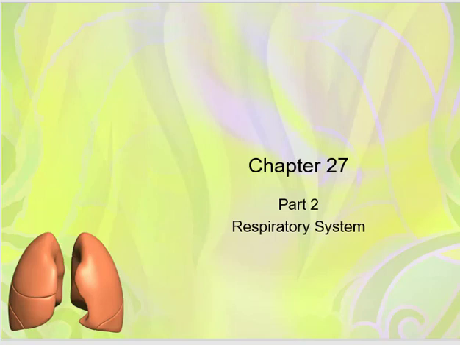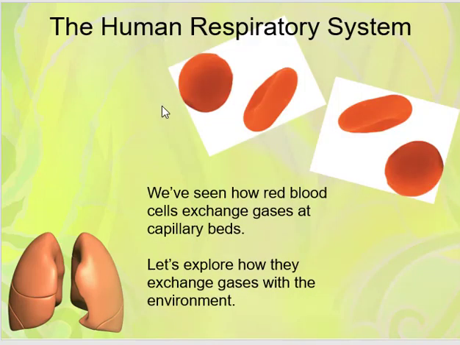Okay, chapter 27, part 2, the respiratory system. We're going to be talking about the lungs today. So, red blood cells exchange gases at capillary beds. Basically, oxygen diffuses out of the red blood cells and out of the capillaries into the tissue surrounding the capillaries, and CO2 diffuses in and is also carried by the hemoglobin back to the lungs, where it is released out into the environment.